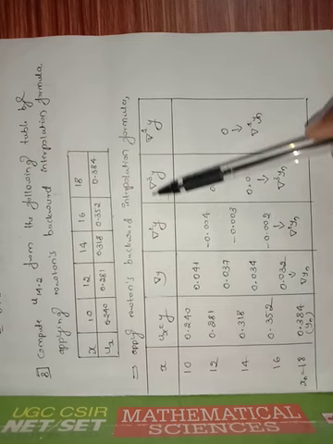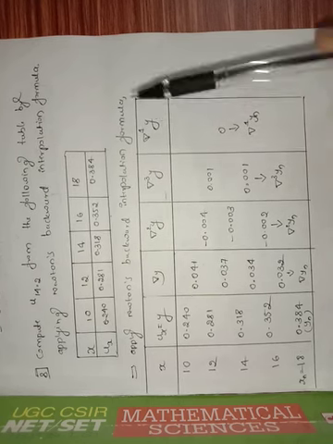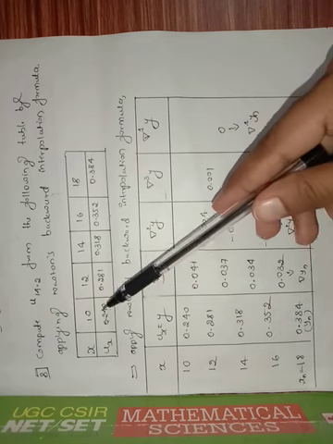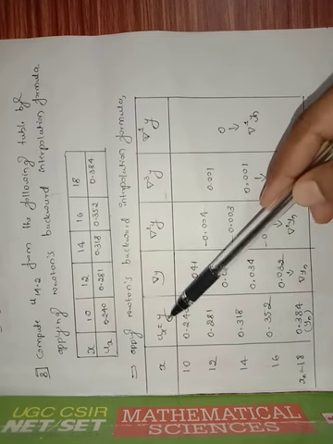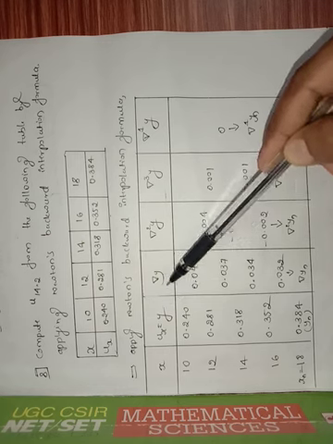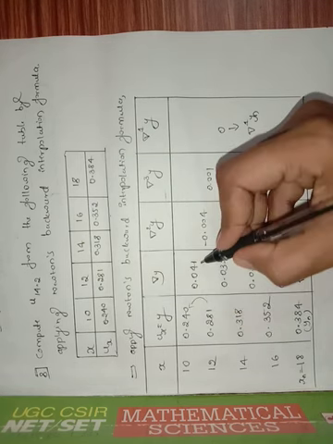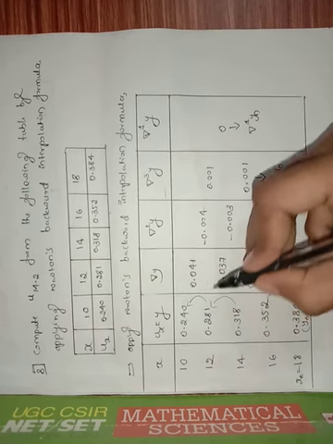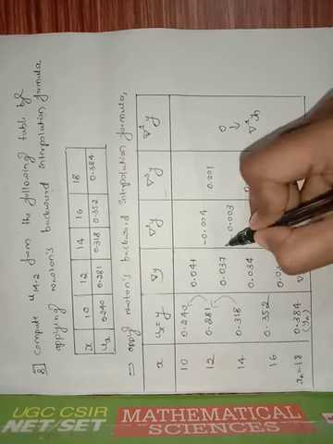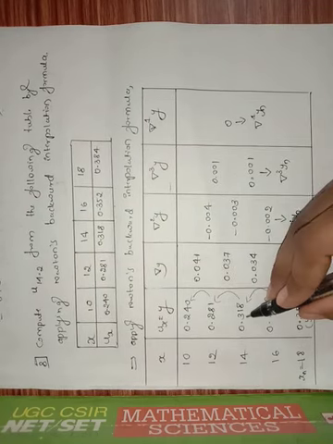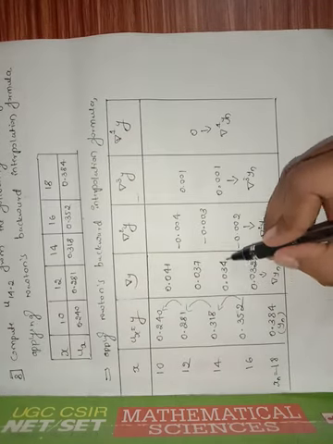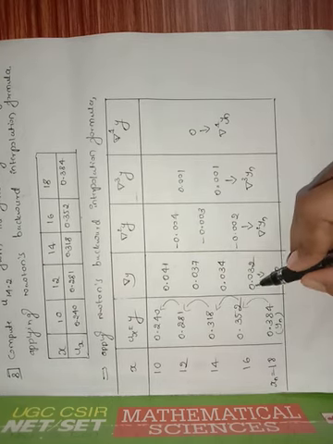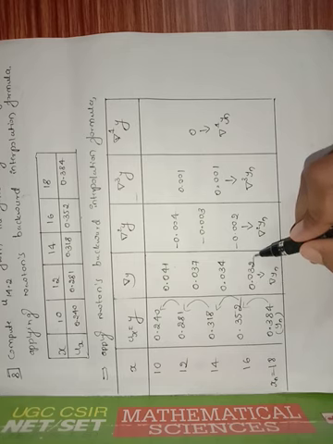Inverse delta y, inverse delta square y, inverse delta cube y, inverse delta raised to 4 y. The x entries are 10, 12, 14, 16, 18, and the y entries are these ux entries. Then 0.281 minus 0.240 gives 0.041. 0.318 minus 0.281 gives 0.037. 0.352 minus 0.318 gives 0.034. 0.384 minus 0.352 gives 0.032 only.